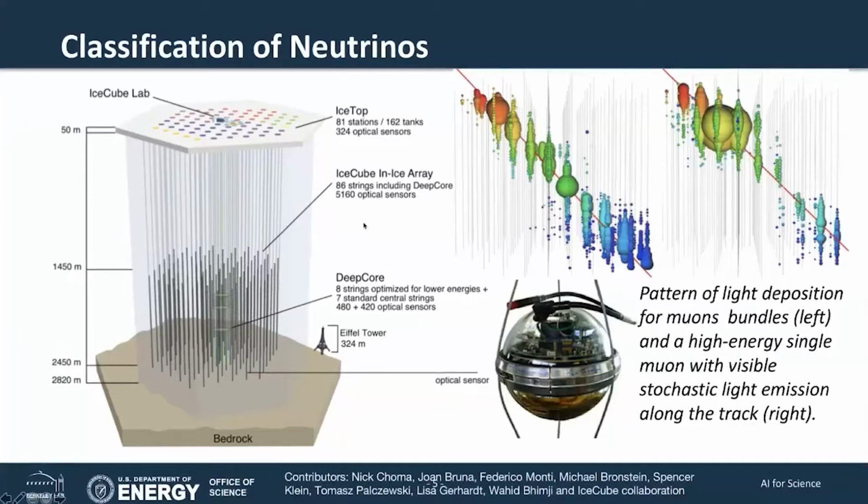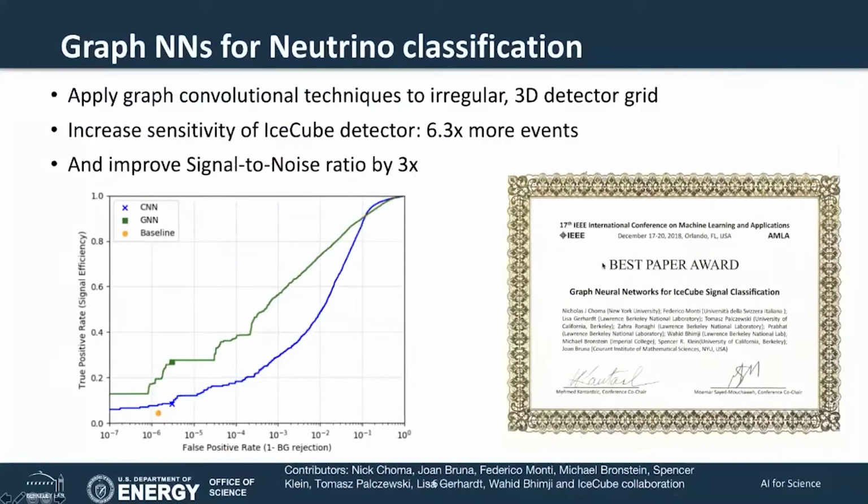And this also was a Best Paper Award. In this case, it was at the International Conference of Machine Learning and Applications in 2018. And the graph on the left just shows that it got much better quality results in terms of reducing the signal-to-noise ratio by a factor of 3, but also increasing the sensitivity of the detector.